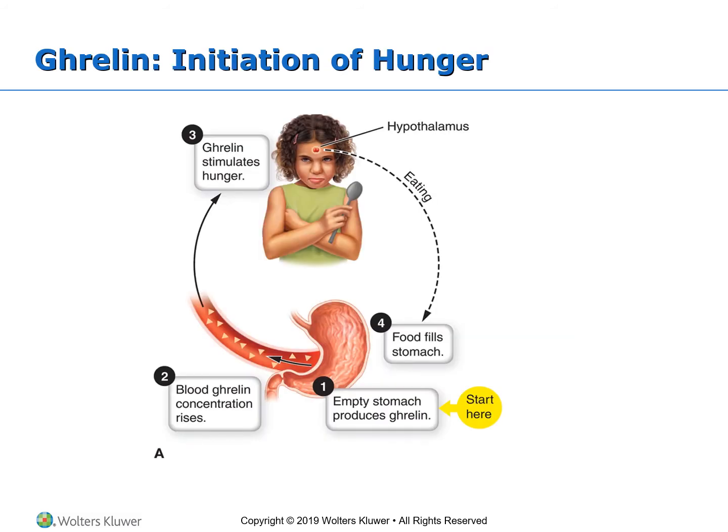Let's review now the mechanism of regulation of hunger and appetite. And we'll start with the ghrelin, and we'll start with the initiation of hunger. An empty stomach will produce ghrelin that will be released in the bloodstream, will reach the hypothalamus center, and will stimulate the hunger center. As a result of that, by feeling hungry, we are looking actively for some food, we eat, and the food will fill and expand the stomach. Now let's see in the next slide what happens once the stomach is filled.